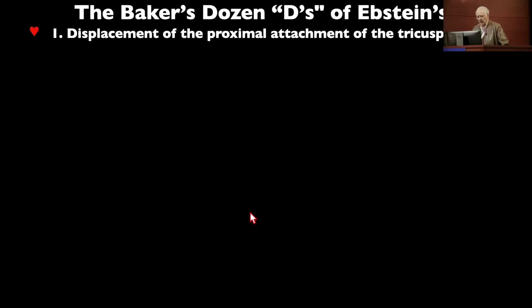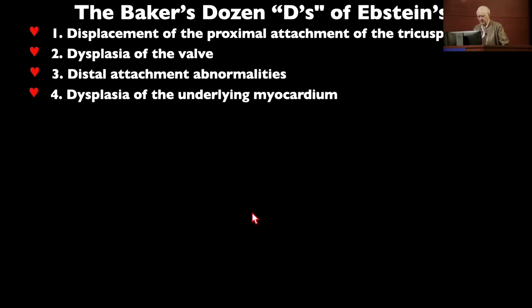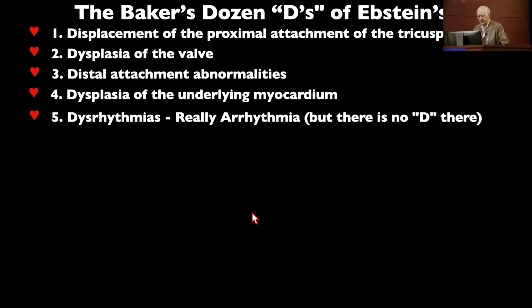Okay. Now, I call Ebstein's disease the dozen Ds, but since working with the De Silvas, I've added another finding, and so I've made this a baker's dozen, which is usually 13. So displacement of the proximal leaflets we've discussed, dysplasia of the valve, distal attachment abnormalities, and dysplasia of the underlying myocardium, and dysrhythmias because there's no D in arrhythmia.